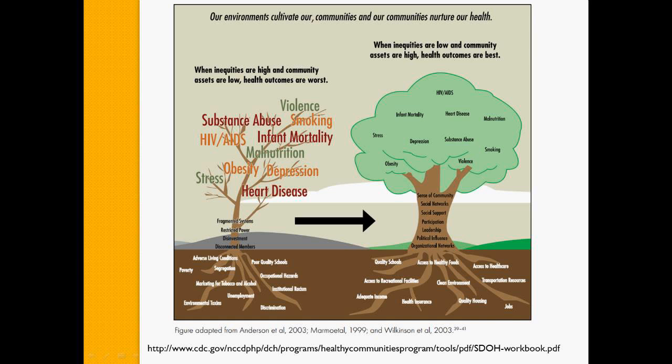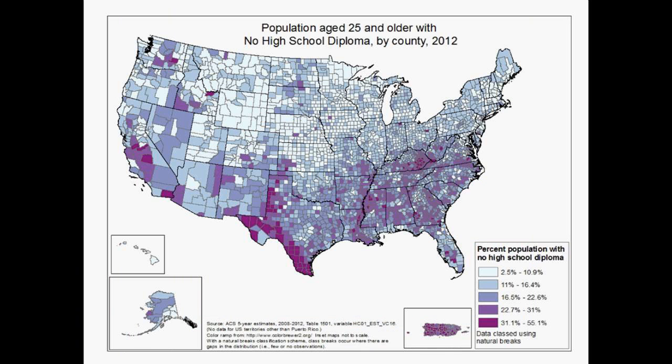So let's look big. Let's look national. Here is a map of the percent of the population age 25 and older that don't have a high school diploma. And this is looking at it by county, and this is in 2012. And this map was from the Centers for Disease Control. They got data for this map looking at the American Community Survey, which is done every year and collects a whole variety of different data.